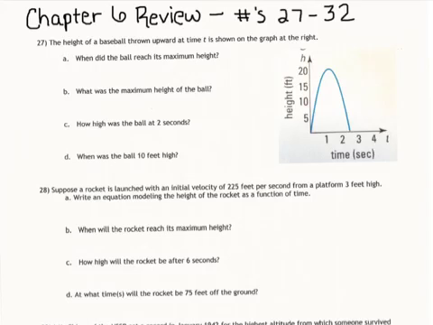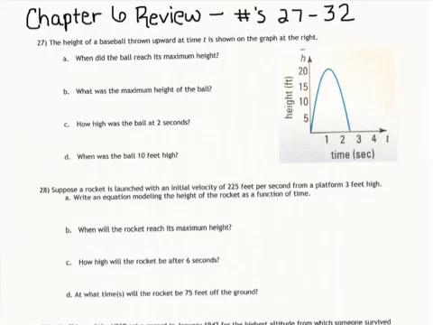So, 27 gives us a graph to look at, and the graph represents the height of a baseball thrown upward as compared to the time, which is t. So you've got time here, you've got height here, and this is your baseball. Okay. First question says, when does the ball reach its maximum height?